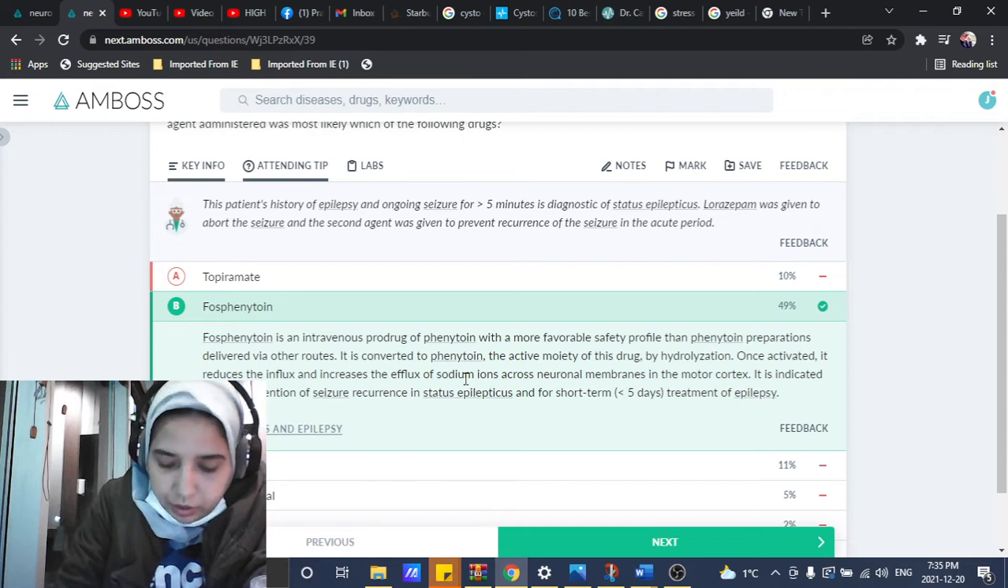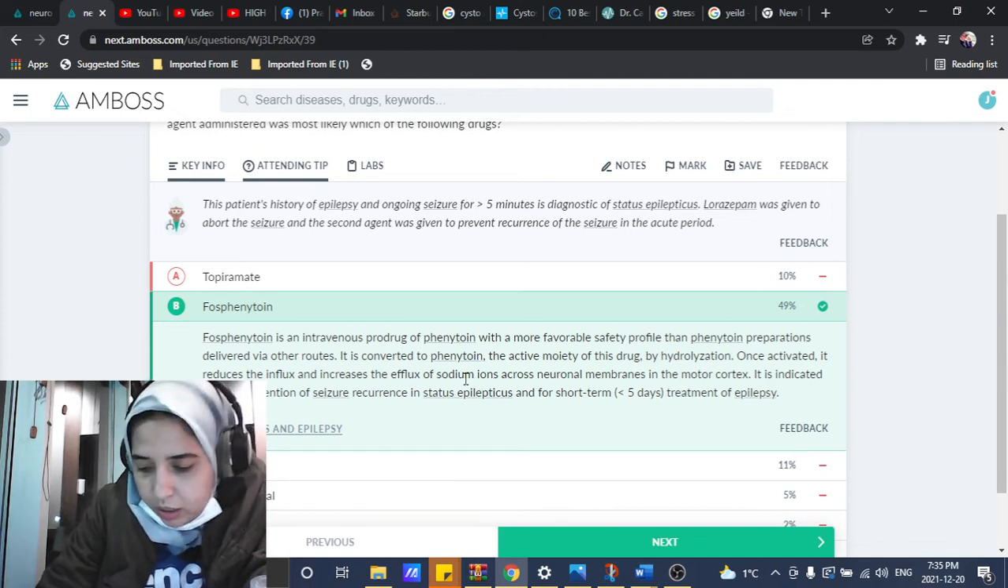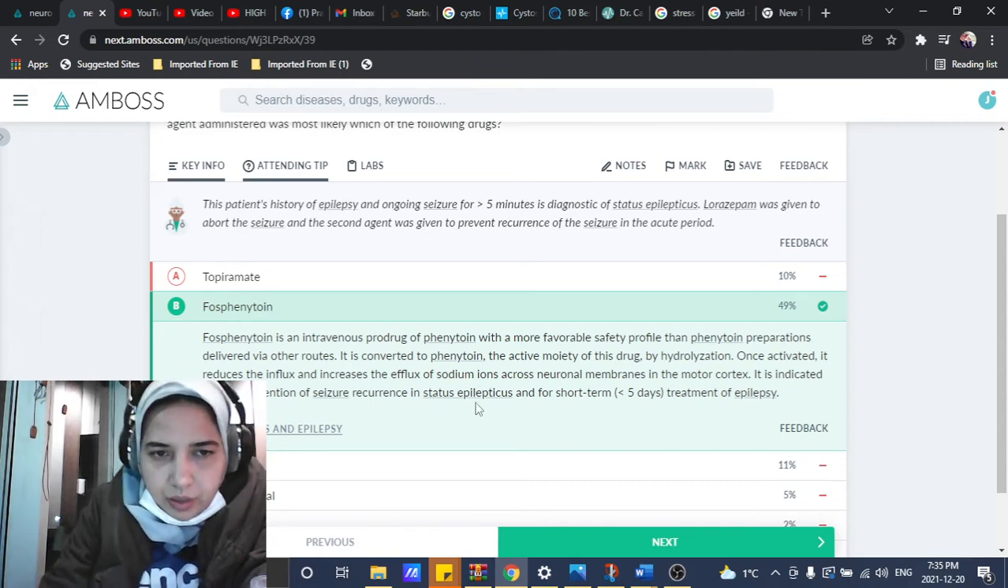So it decreases influx and increases efflux of sodium. And I'm just going to put in brackets that it is a prodrug. Is it called pro or pre-drug? I forgot.